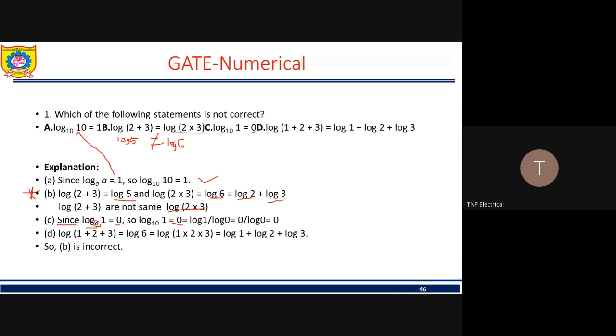And that can also be represented as log 1 by log 10. Yes or no? And we know the value of log 1 is 0. So 0 upon anything is also 0. Means it is correct. This one is correct, friend.